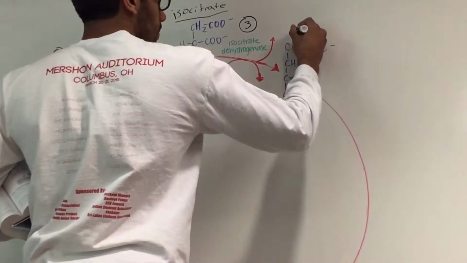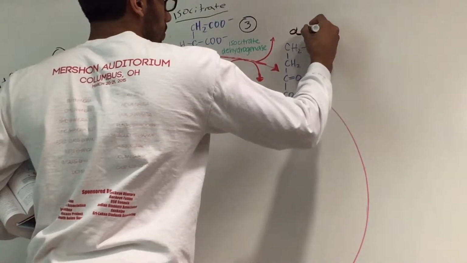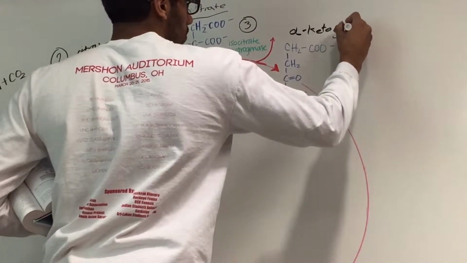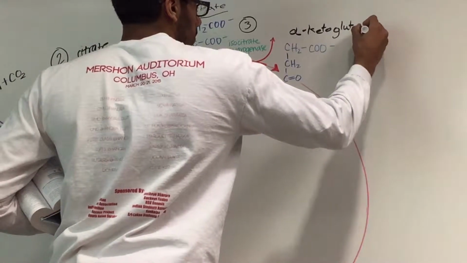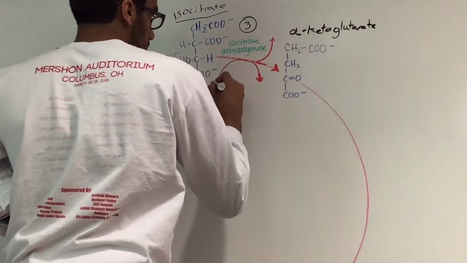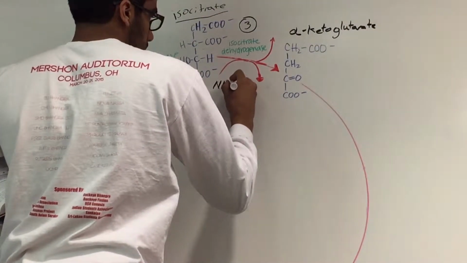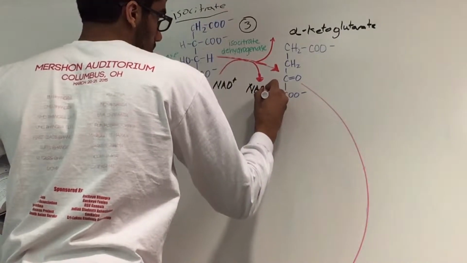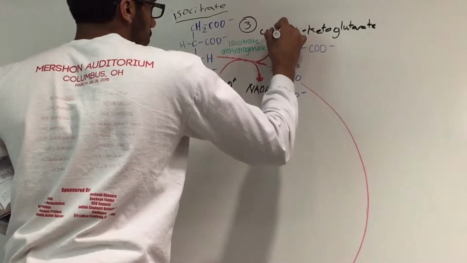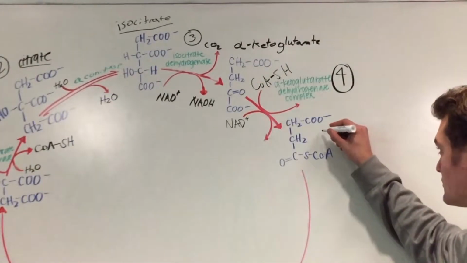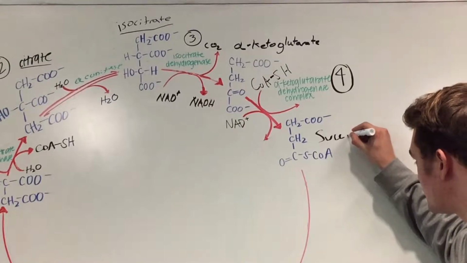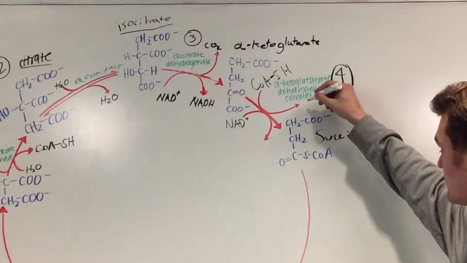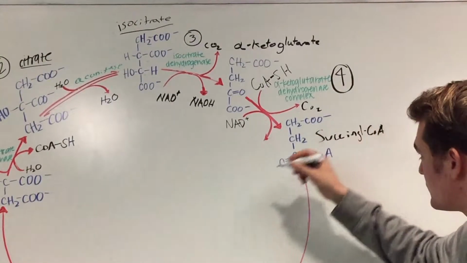In the conversion of isocitrate to alpha-ketoglutarate by isocitrate dehydrogenase, NADH and CO2 are produced as byproducts. This is an oxidative decarboxylation as CO2 is lost. Alpha-ketoglutarate is A in our acronym. Alpha-ketoglutarate is converted to succinyl-CoA by the alpha-ketoglutarate dehydrogenase complex. Another NAD+ is converted to NADH and CO2, so it's another oxidative decarboxylation.